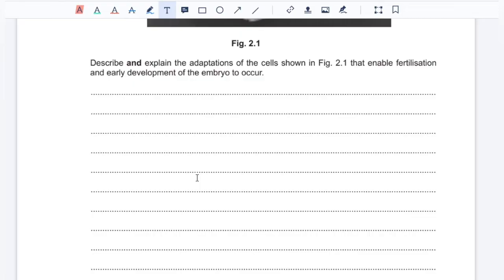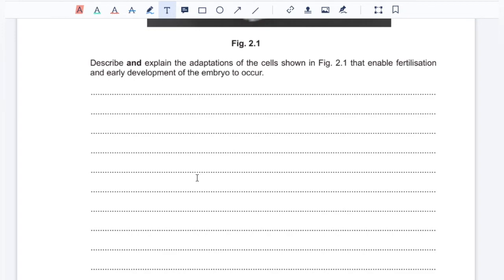The cells also have many mitochondria in the middle piece of the cell, and this will provide energy for the swimming movements of the cell to transport it towards the egg cell. Sperm cells also have a flagellum, which aids in their swimming movement.